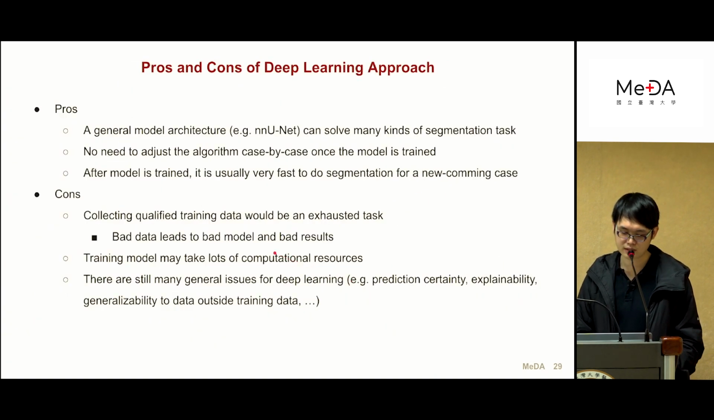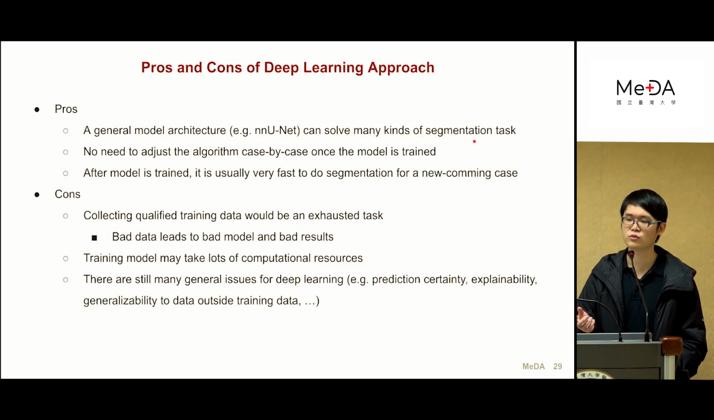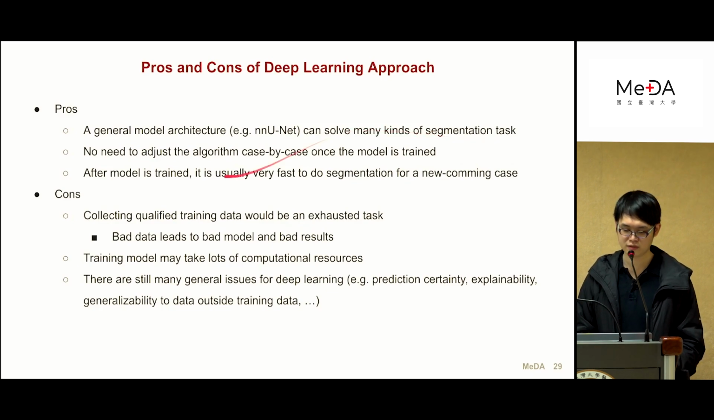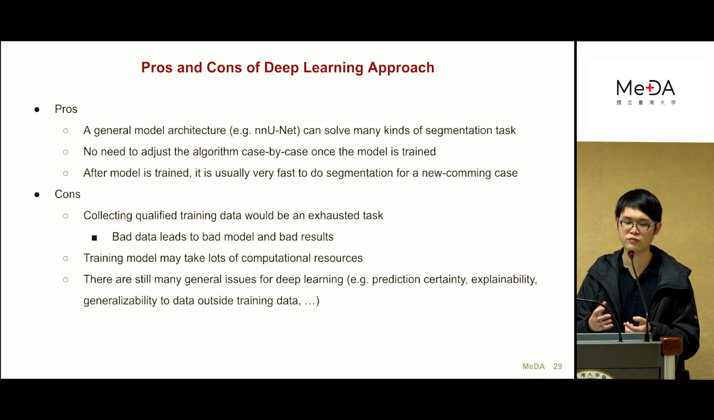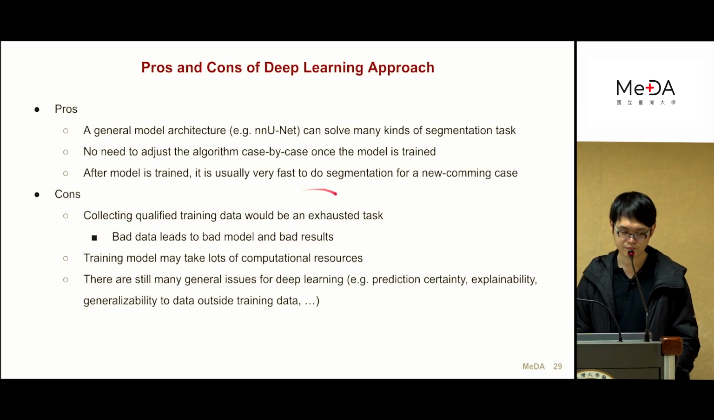So here are some pros about deep learning, like you can use the general architecture like an nnU-Net, so you can do many kinds of segmentation tasks. That means you don't have to spend your time to select the architecture. And you don't need to adjust the algorithm case by case. You just need to train one model, and it can do it for the whole case. And after the model is trained, it can do a very fast segmentation for newly coming data.